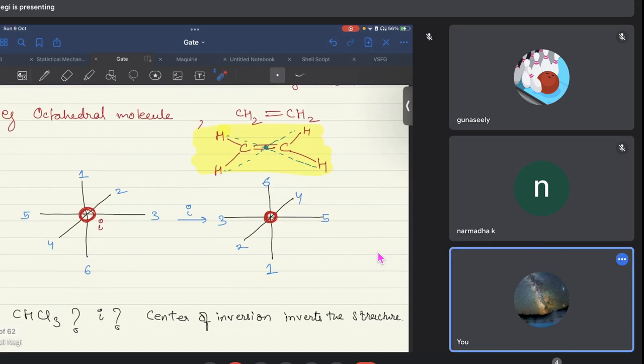Now, in CHCl3, do I have the center of inversion there? It's a question. In CHCl3, you have seen the structure. It is a tetrahedral structure, with hydrogen at the top and the Cl bonds at the bottom. So can you imagine that it has a center of symmetry?